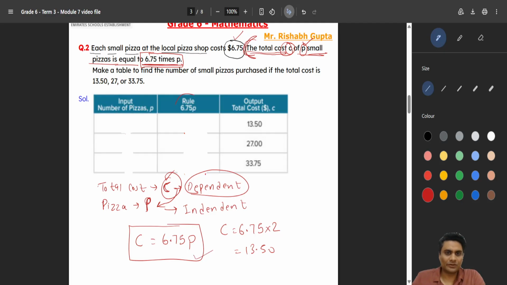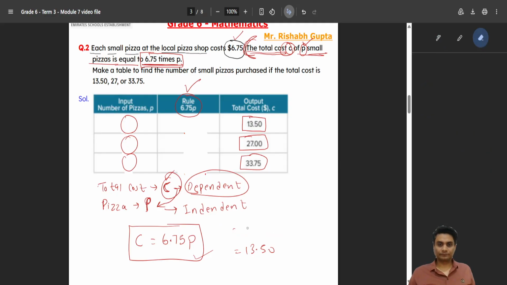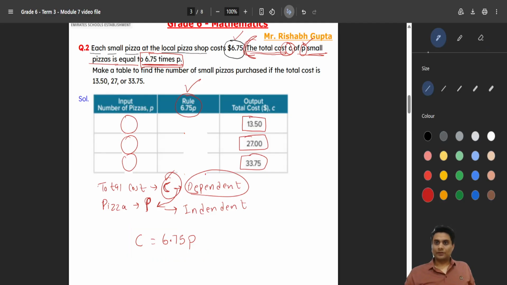Check. The same rule is given here in the question, in the table also: 6.75 times P. Now, how is this question different? Check. The total cost is already given, and he is asking us how many pizzas we ordered. You have to find it. So let me tell you how to do it. Okay, there are two ways.